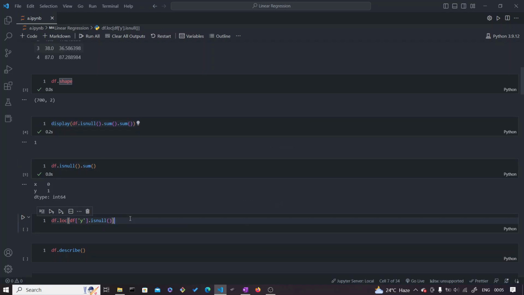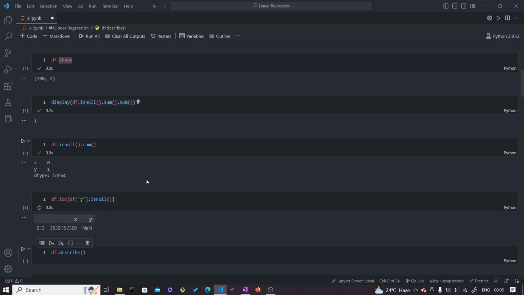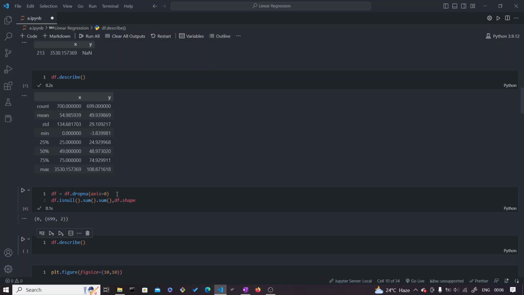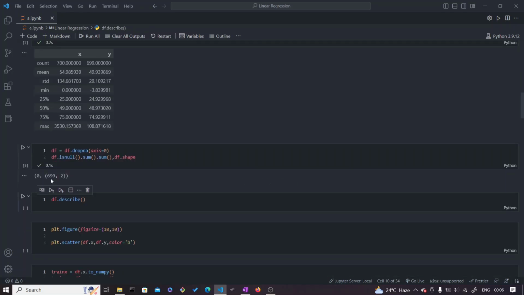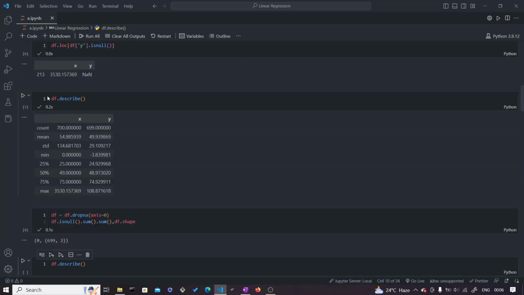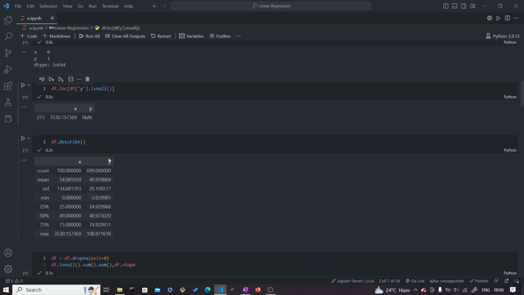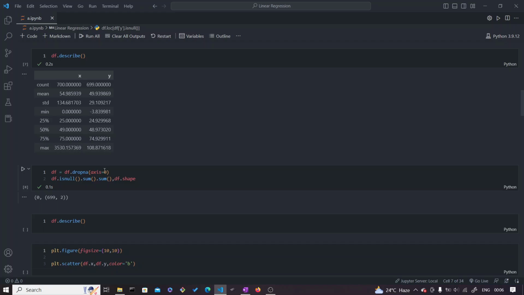We have to remove it, so we can remove that using dropna, and axis will be set to 0 because we will remove this row itself. So this will remove the entire row, and now you get 699 values. Earlier you had 700 values, and this is the row where you can see that the y value is NaN, not defined, so you need to remove that row. Hence you choose axis as 0. So if you want to remove a row, you choose axis as 0.